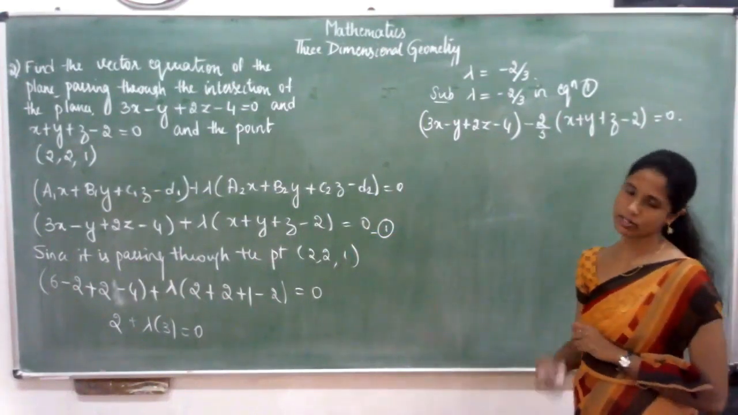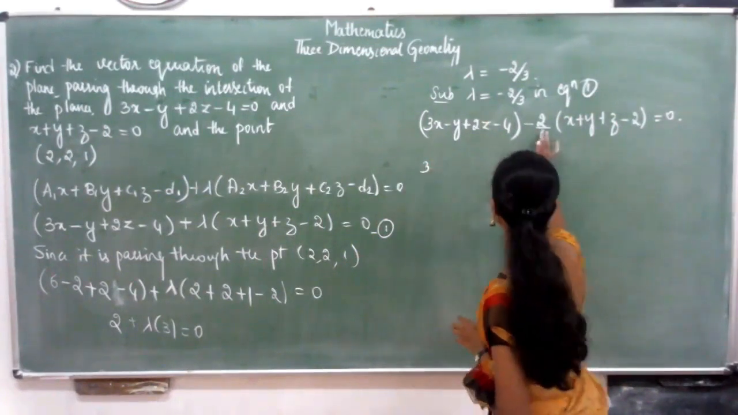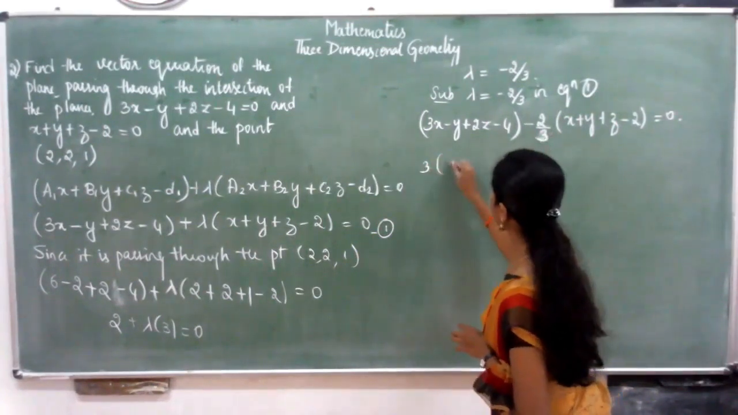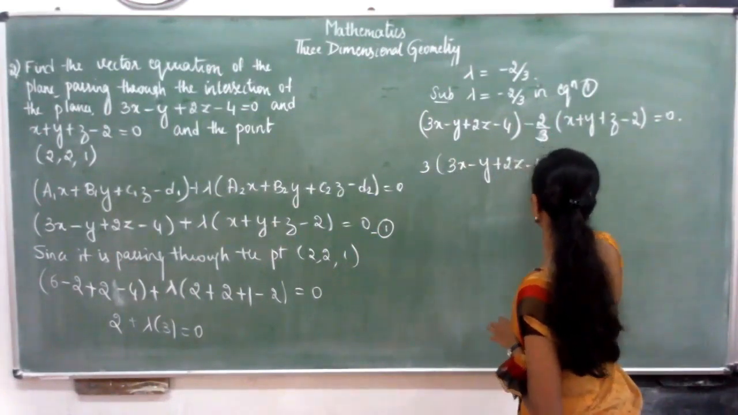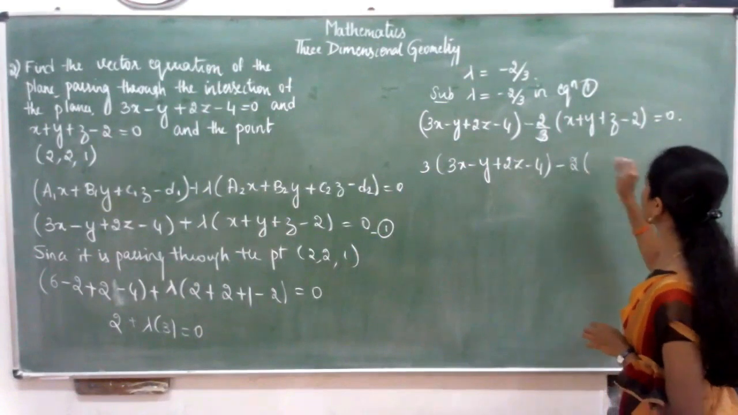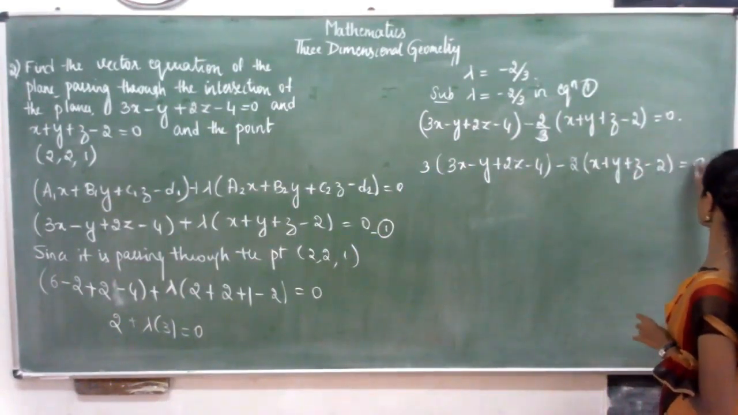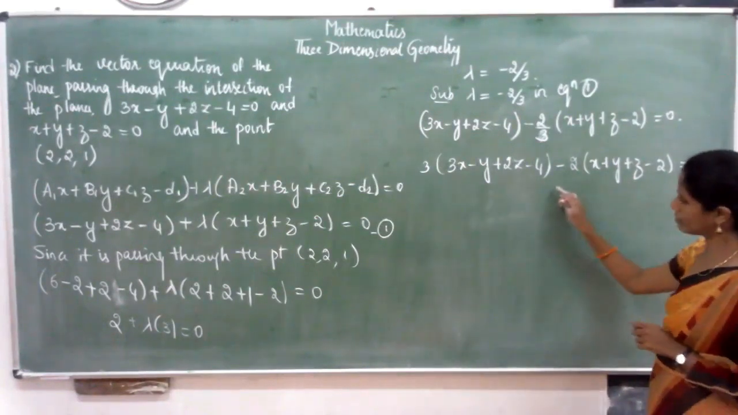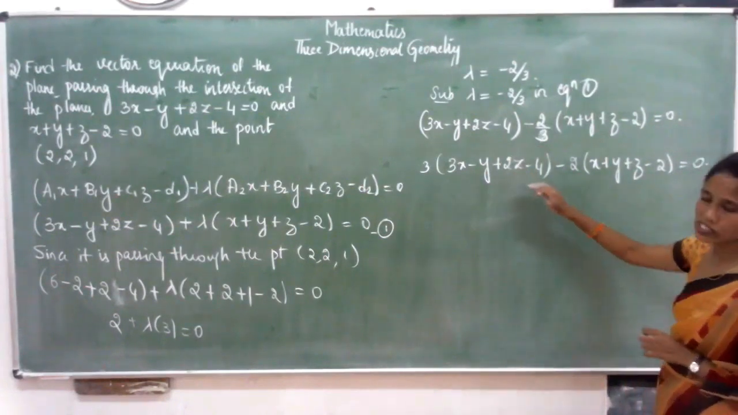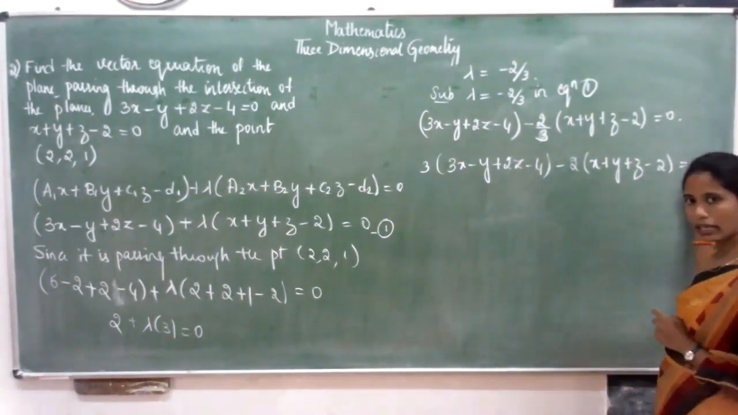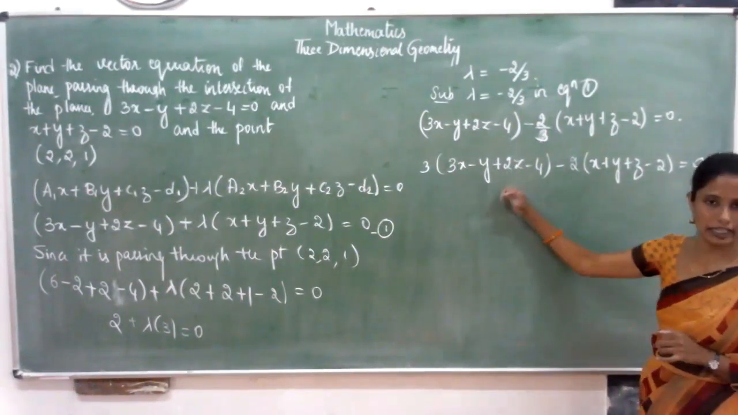Now the next step is to take LCM. So taking LCM, we get 3 into (3x minus y plus 2z minus 4) minus 2 into (x plus y plus z minus 2) is equal to 0, whole divided by 3, as the LCM is 3. So that 3 which is dividing here will be multiplying with our RHS, which is 0. So 0 into 3 will be 0. Then you get this step.